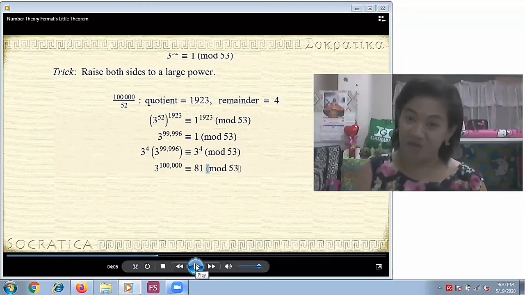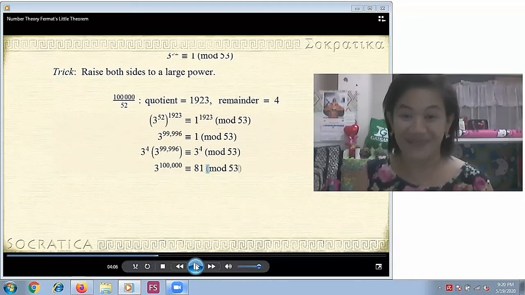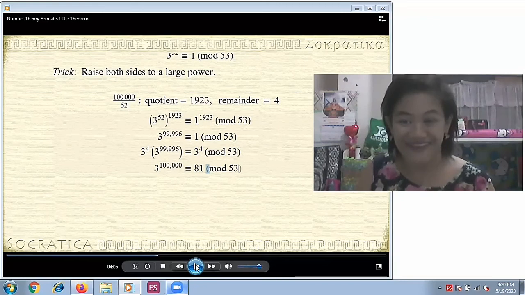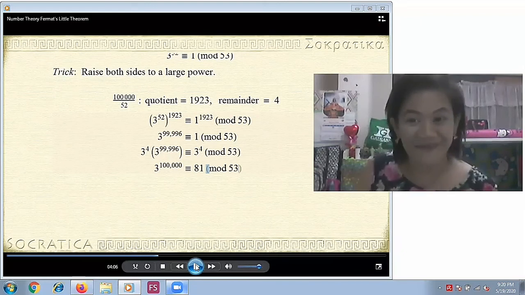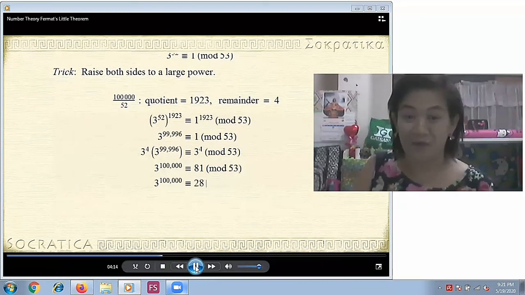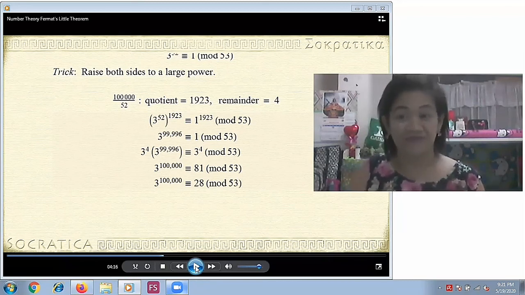Okay. 3 raised to 4 times 3 raised to 99,996, by applying the law of exponents, is equivalent to 3 raised to 100,000. And that is congruent to 81 mod 53. And furthermore, through the use of Fermat's little theorem, this can be simplified into 3 raised to 100,000 is congruent to 28 mod 53. Yes, that's the magic brought by the Fermat little theorem.